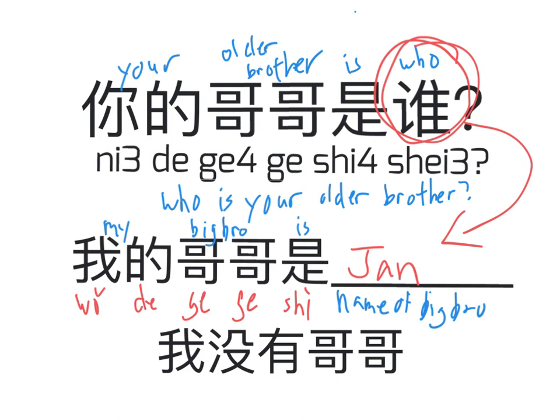So these are the example sentences for the question word who, or in Chinese, 谁. If someone asks you 你的哥哥是谁? you could answer 我的哥哥是, and then the name of your brother. Or if you don't have a brother, you could say 我没有哥哥. Analyze this carefully and check the pattern. It's all the same. Let's go to the next question.